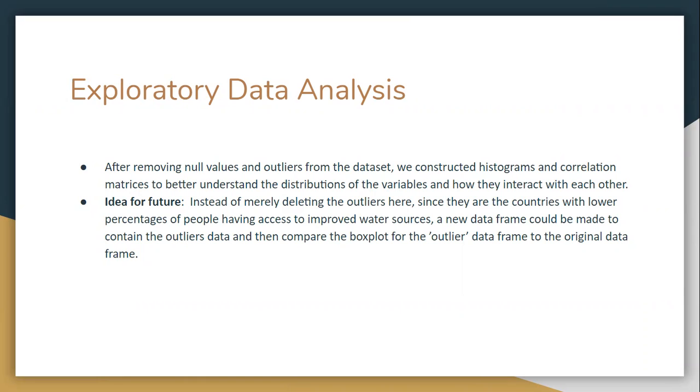One idea we had for the future was, instead of merely deleting the outliers here, since there are countries with lower percentages of people having access to improved water sources, a new data frame could be made to contain only outliers, and then we could compare box plots and other charts for the outlier data frame to the original data frame, which would be pretty interesting to look at.